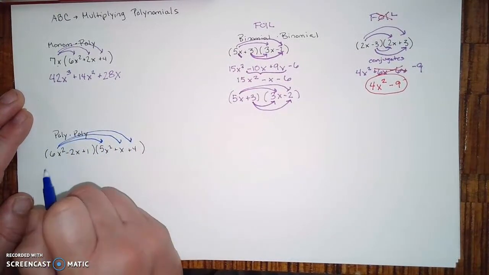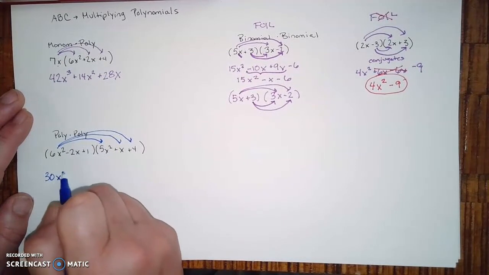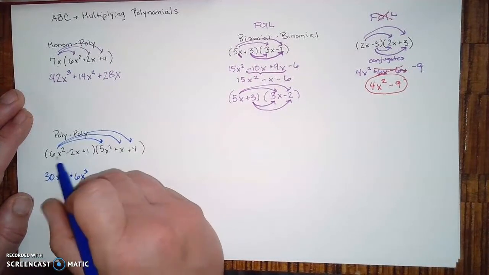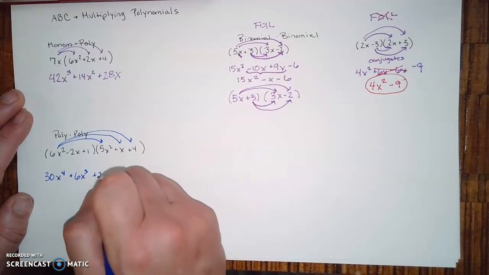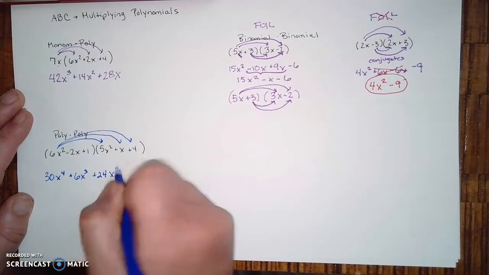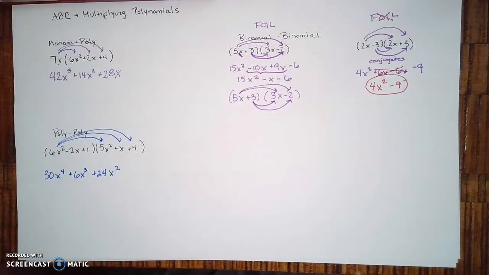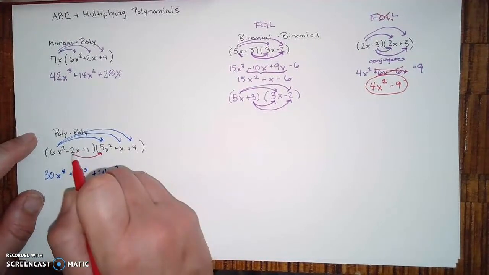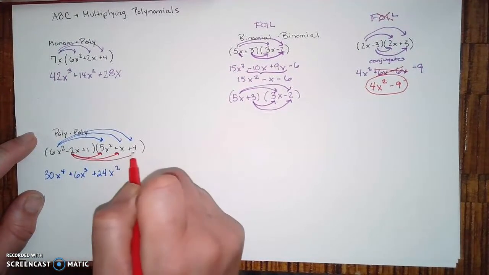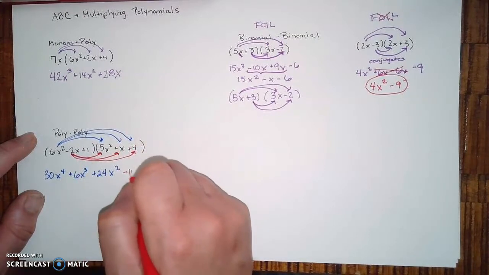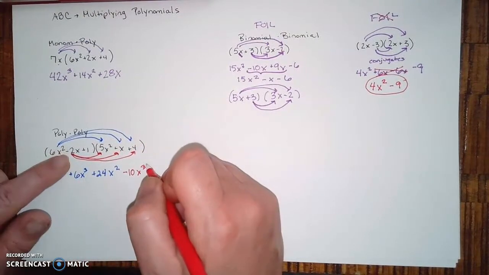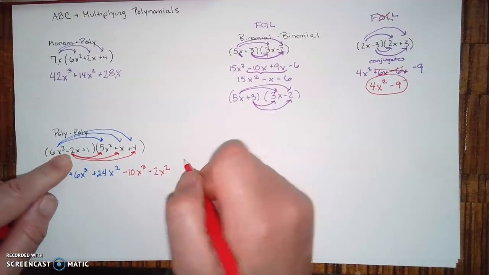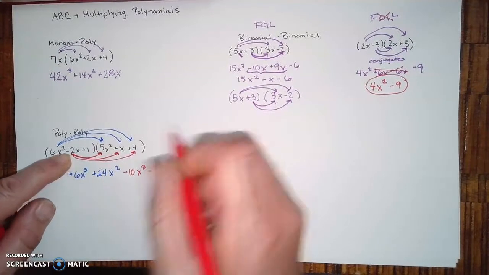So this is going to become 30x to the fourth plus 6x to the third plus 24x squared. So that distributes the 6x squared for me. Sorry, now I'm going to distribute the negative 2x to every term. And you can see with lines of this, it gets to be pretty long looking. It becomes a negative 10x to the third minus 2x squared plus 4x.